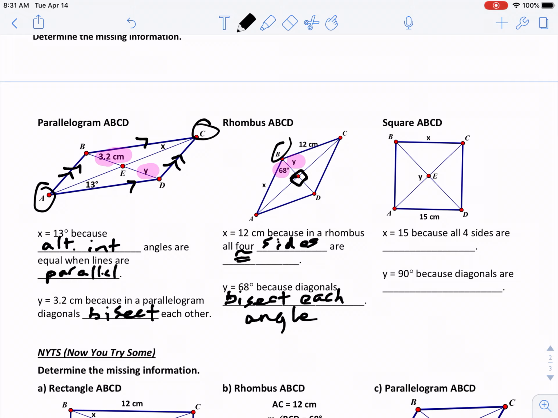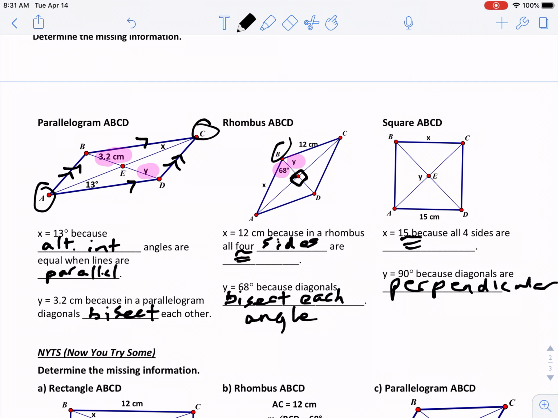Notice over on the square, x has to be 15 because all sides are congruent. Y is 90 because the diagonals are, fancy word, perpendicular.